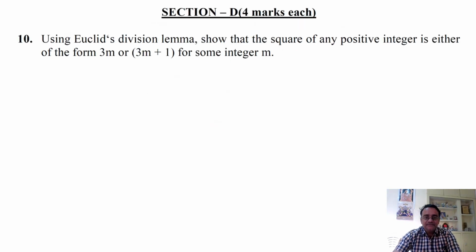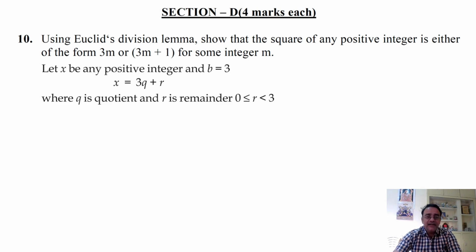So number 10, using Euclid division lemma, show that the square of any positive integer is either of the form 3m or 3m plus 1 for some integer m. So we'll take, let x be any positive integer and b is equals to 3. So x is equals to 3q plus r by Euclid division lemma, where q is quotient and r is remainder, and the value of r is less than 3, greater than equals to 0. So we have three values, okay, 3q, 3q plus 1 or 3q plus 2.